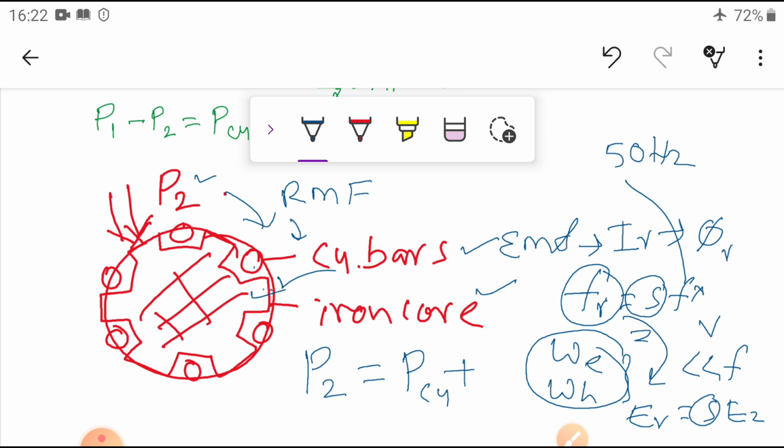Then what is remaining? Whatever the rotor develops, we can say is the mechanical power developed in the rotor.